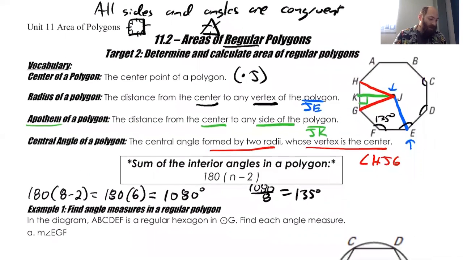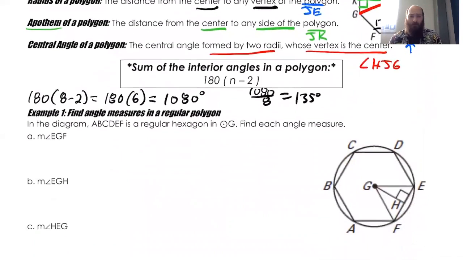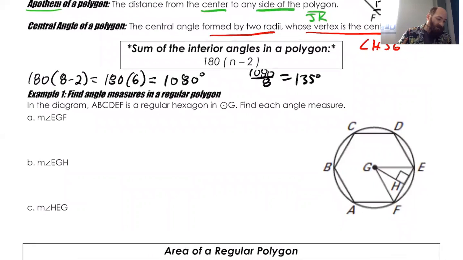I'm also going to focus more on the central angle idea. So in the diagram, this is a regular hexagon. Find each angle measure. We're going to start with EGF. I'll color code these. Start with green for EGF. Okay, that's the central angle.